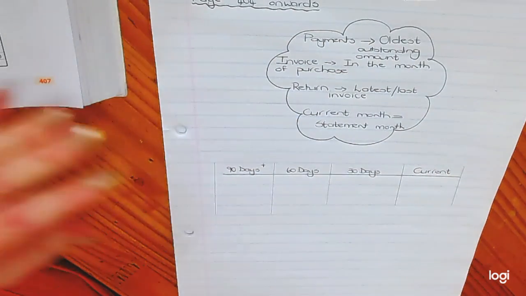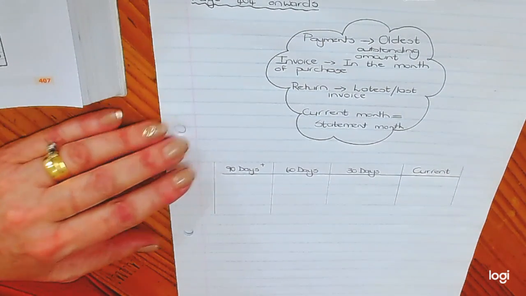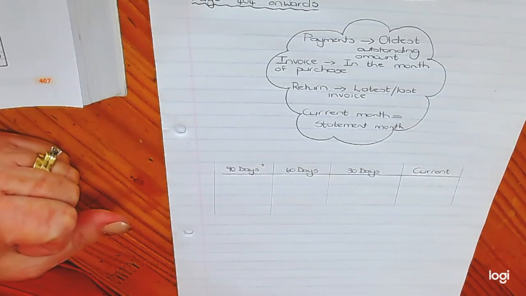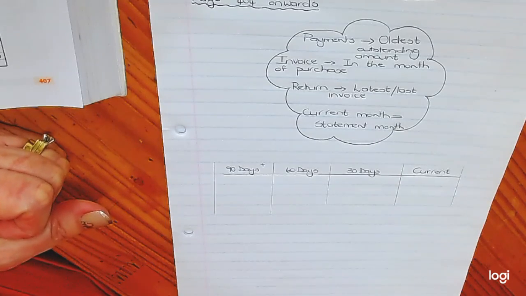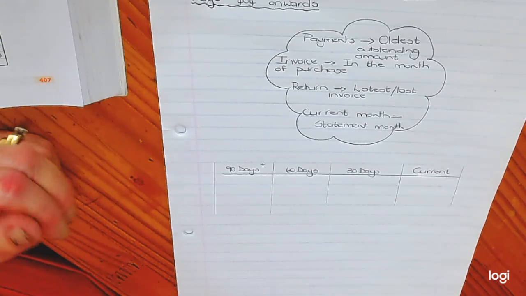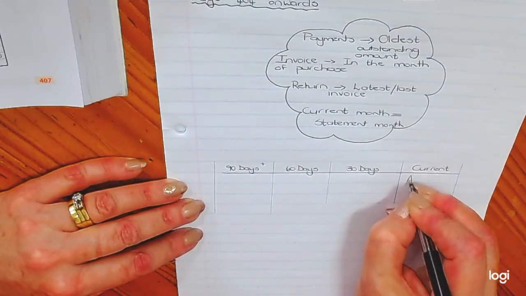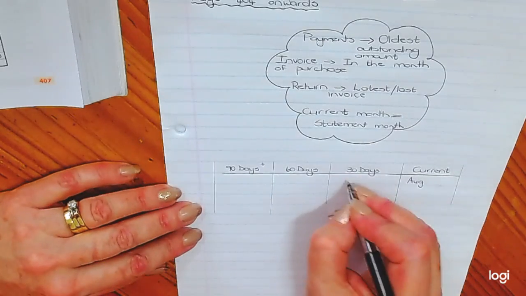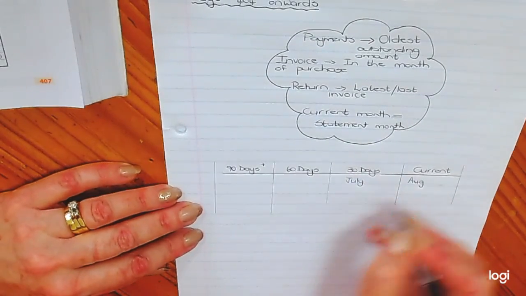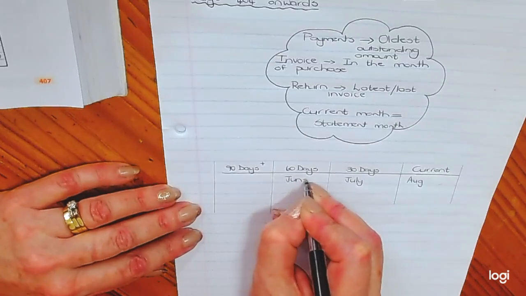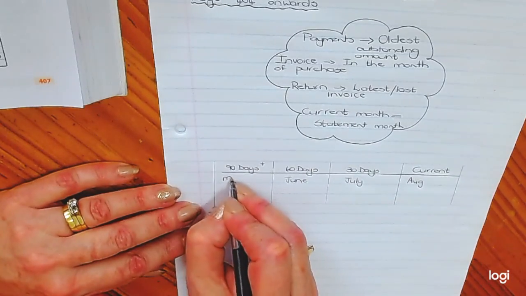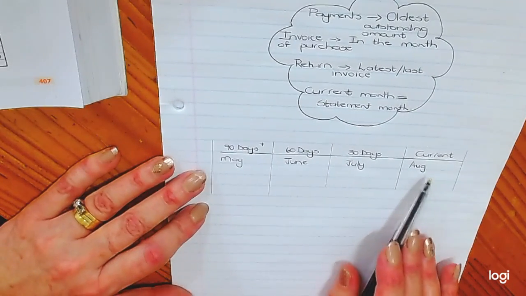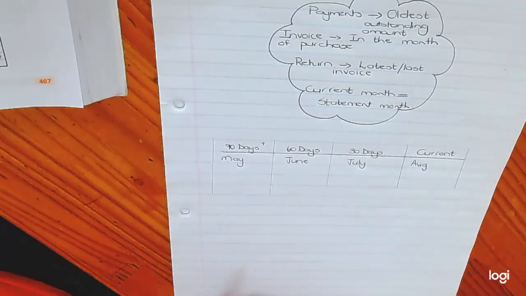So the first thing we do is we write in our little blocks the information that's left out here. So for current, we're going to write August, because that's the statement. Then 30 days before August is July, 60 days before August is June, and 90 days before August is May. Remember that that is the first step in doing age analysis. Write this down, otherwise you're going to get confused.